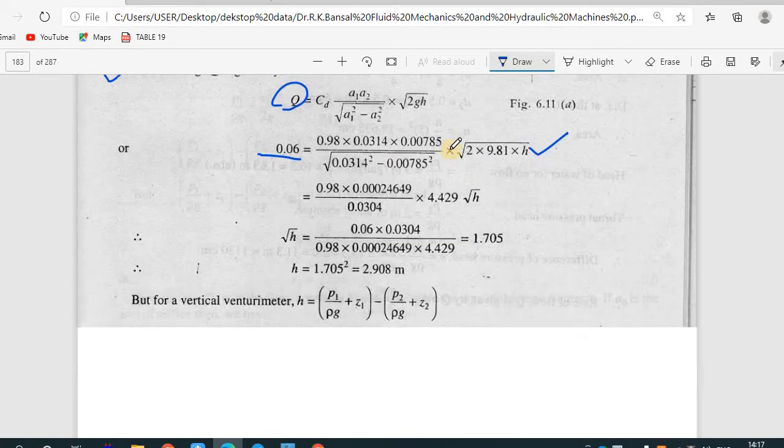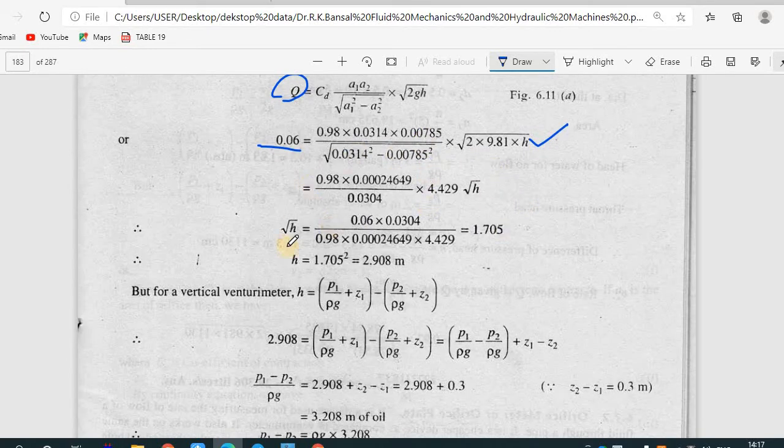So after doing the calculation, we can calculate the h value. So the h value is coming out to be 2.908. I request all of you to try to calculate by yourself whether it is coming right or not. Please check. Okay, so we have got two formulas for h. One is for your heavier and lighter liquid, and one is your pressure difference formula. So P1 by rho g plus Z1 minus P2 by rho g plus Z2. Over here we have got the value of H as 2.908.